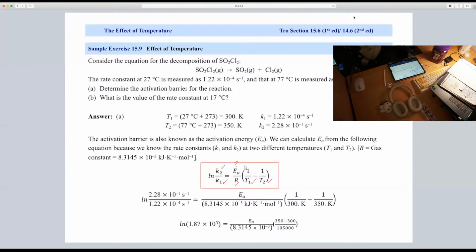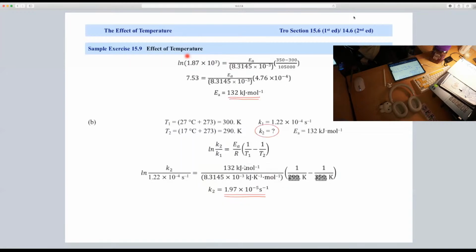Okay, the next step is I'm going to divide this number by this, and the result will be this. On this side, I'm going to say EA over this. Now I need to figure out the term for this. I'm going to multiply this by this. It'll be 350 minus 300. So this becomes this. The next step is I'm going to take this equation and we'll continue solving it.